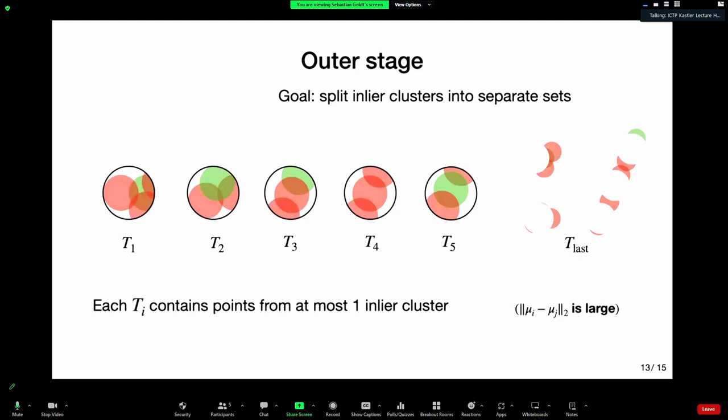Then we end up with a collection of sets such that we guarantee that each set contains points from at most one inlier cluster. And here we are using that the samples are separated. Of course, the algorithm does not know which circles are green and which are red, but we know that the green circles are separated. Okay, good.